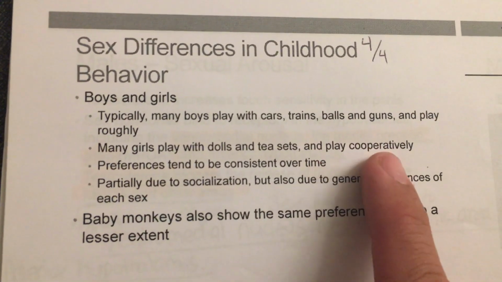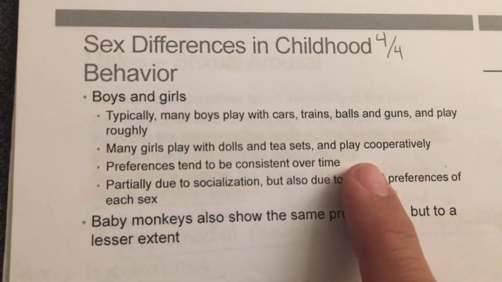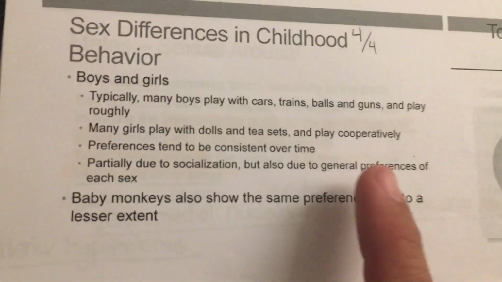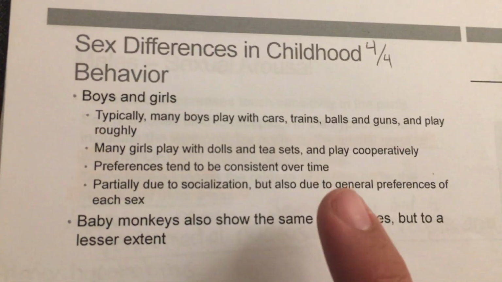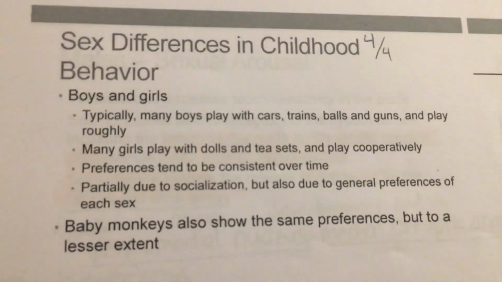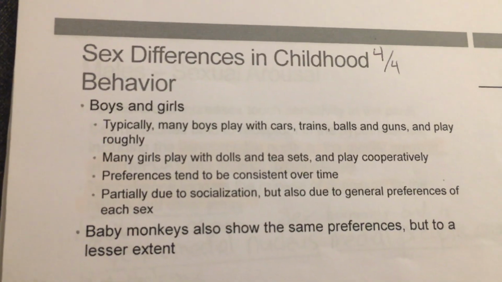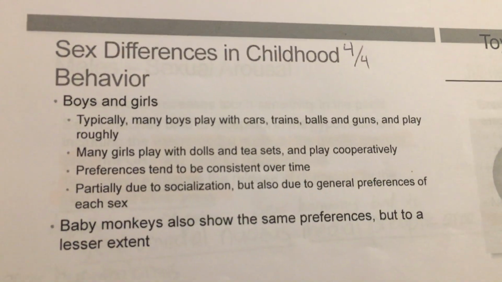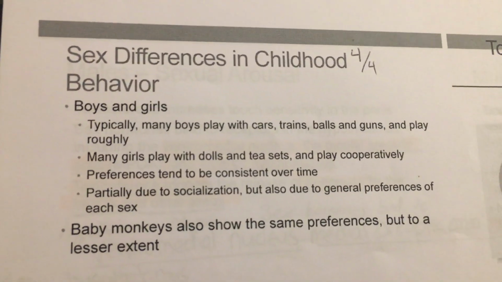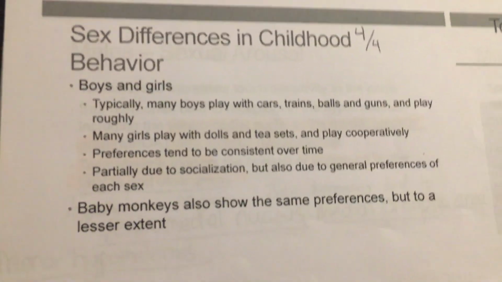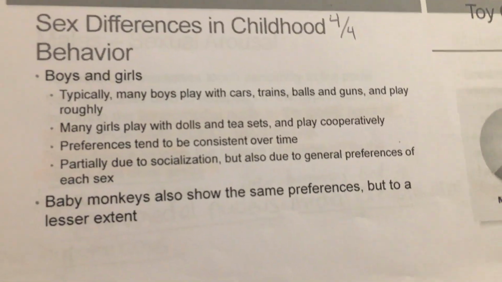So they're definitely developing more on language and communication. And this is why you see a lot of females in the humanities courses; men like objects for the most part. Partially due to socialization, but also due to generalized preferences of each sex. Baby monkeys also show the same preferences, but to a lesser extent.